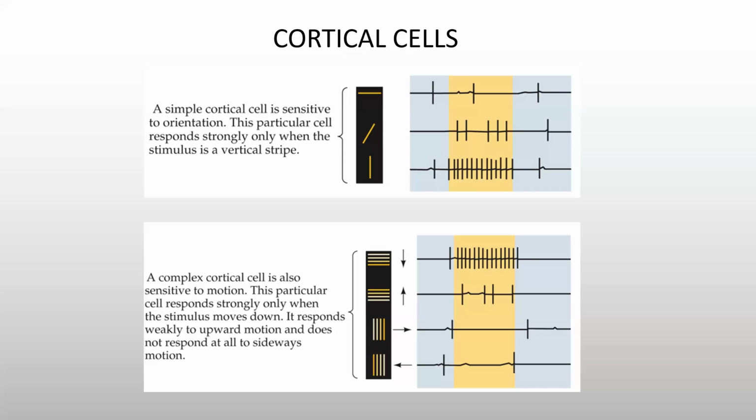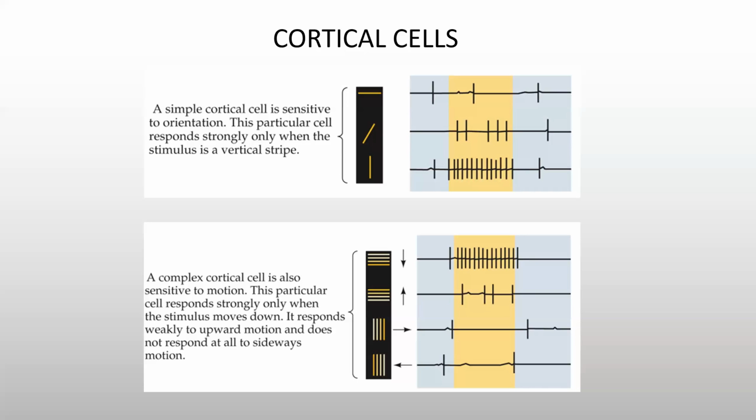At the bottom, you have a complex cortical cell, and it's also sensitive to motion. So not only direction, but motion. This particular cell responds strongly only when the stimulus moves down. So it's going to be the one at the top. It has to be a horizontal line, and it has to be moving down, and then you'll see how rapid that firing rate is.